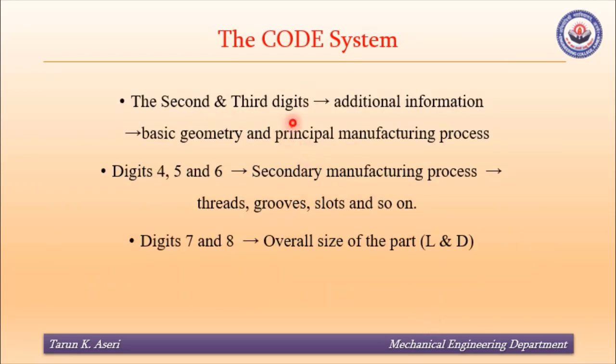The second and third digits provide additional information like basic geometry and principal manufacturing processes. Digits 4, 5, 6 provide the secondary manufacturing processes like thread, groove, slot and so on. And digits 7, 8 provide the overall size of the part like length, diameter, area, width, thickness, etc.